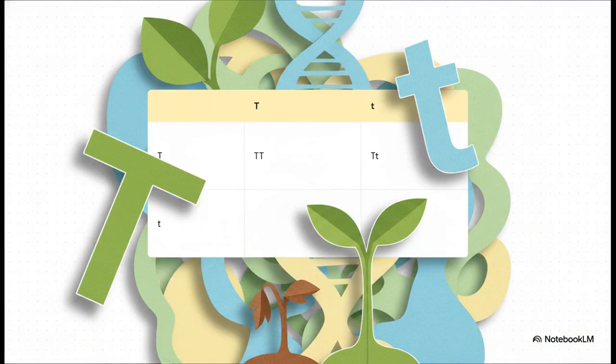Now try to predict the next move before we walk through it. We pull the lowercase t from the top and the capital T across. Usually we write the capital letter first, giving us a capital T and a lowercase t. This pairing is known as heterozygous.